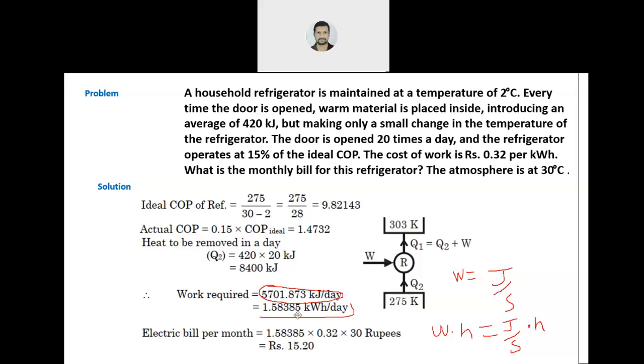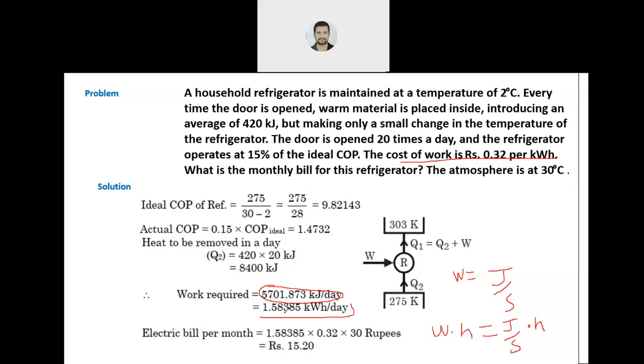Now, why have we calculated kilowatt hour? Because this cost of work is given per kilowatt hour. For per kilowatt hour, the cost is 0.32 rupees or 32 paisa. So you have to calculate the work in kilowatt hour. For converting into hour, divide this by 3600. Now, this is the work required.